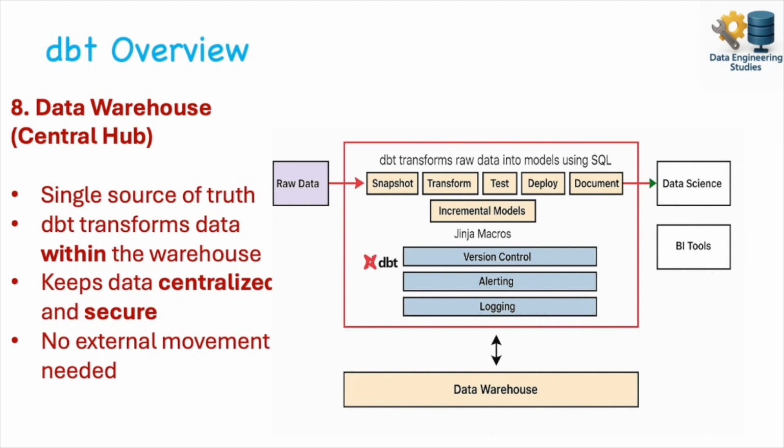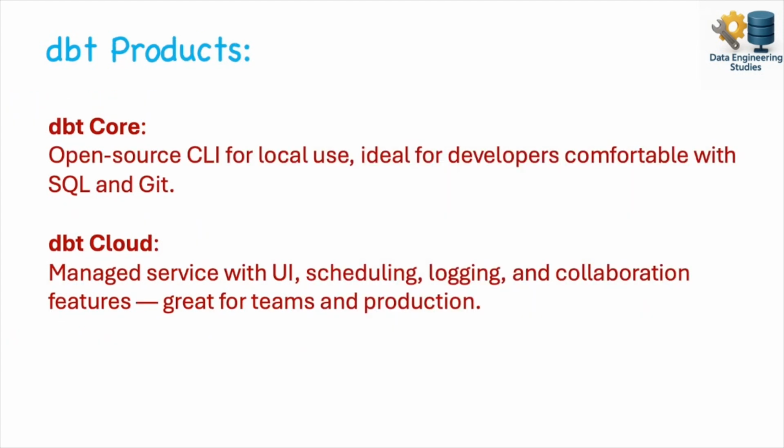DBT comes with two main products, DBT Core and DBT Cloud. DBT Core is an open source command line tool that runs locally. It is perfect for developers who are comfortable using SQL and Git and want more control over their workflows. On the other hand, DBT Cloud is a fully managed service. It comes with a user-friendly interface, job scheduling, logging, and team collaboration features, making it ideal for production environments and large teams.